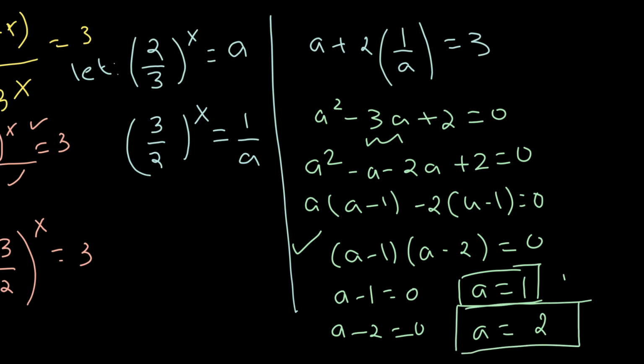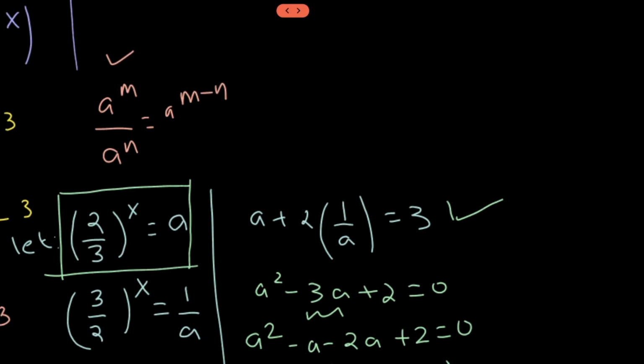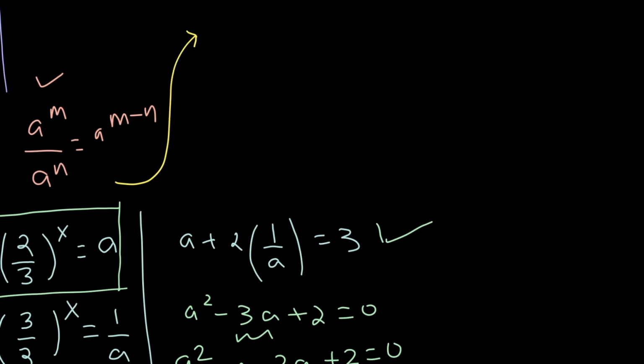So here we have got the values of a that will satisfy this particular equation. Now recall that we have substituted 2 upon 3 to the power x equals to a. So now the values of a that we have just obtained, we have to put over here. We can see there are two values of a, so there will be two cases. We have taken 2 upon 3 to the power x equals to a, and now we have the values of a equals to 1 comma 2.